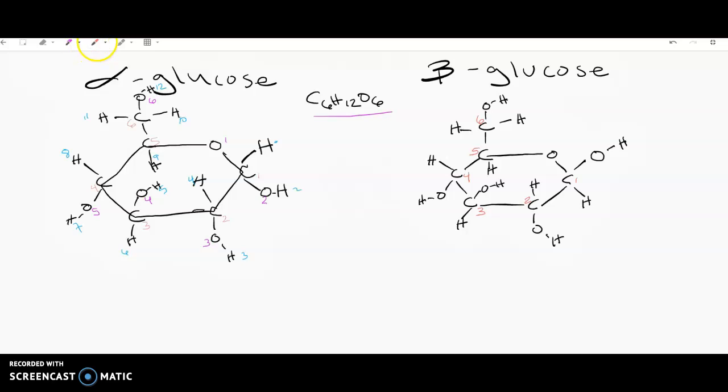And the major difference that we have going on here is that the carbon 1 hydroxyl groups. In alpha glucose, the hydroxyl group sticks down, and in the beta glucose, the hydroxyl group sticks up.